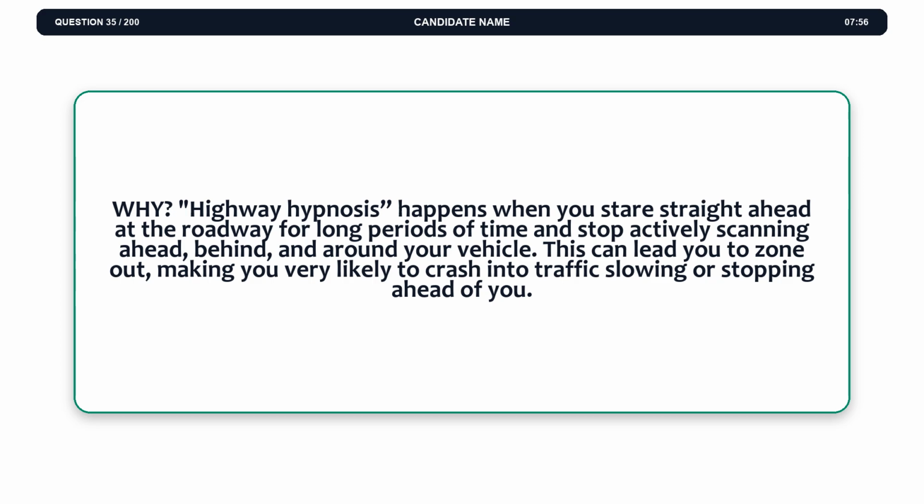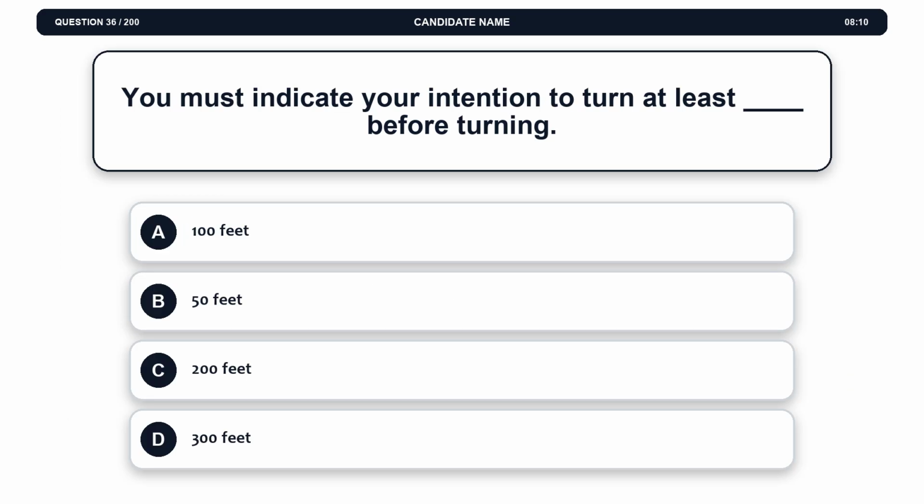Question 36. You must indicate your intention to turn at least blank before turning. Option A, 100 feet. Option B, 50 feet. Option C, 200 feet. Option D, 300 feet.